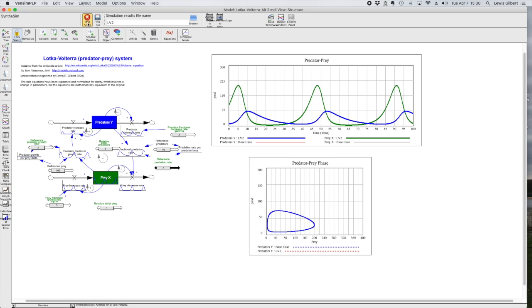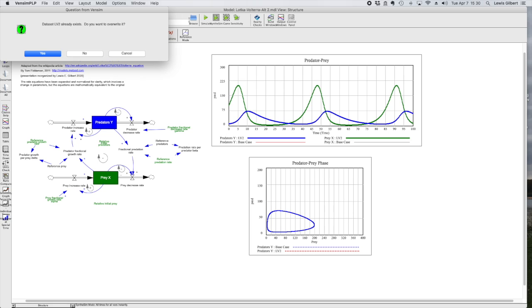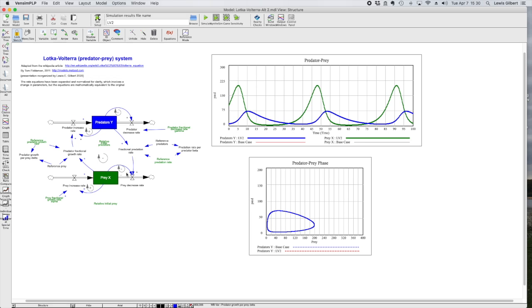I'm going to reset the model. Here we go. All right, so we're back to where we were. Now, we've seen that the phase space changes depending on the parameters here, and we varied them one at a time. And so I want to do two things.